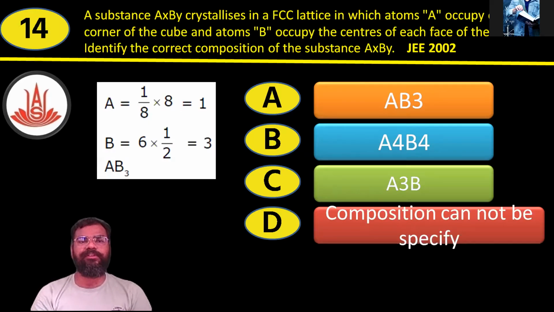So A is equal to 1 upon 8 into 8, so 8 cut, it would be 1, for A occupying each corner of the cube, as they have said. On that basis we have done this. And for B, they have said B occupies the center of each face. So for the same, 6 multiplied by 1 upon 2, so 2 3s are 6, it would be 3. So A1B3, means AB3 is the correct option, option A. Okay, AB3 is the correct answer for it.